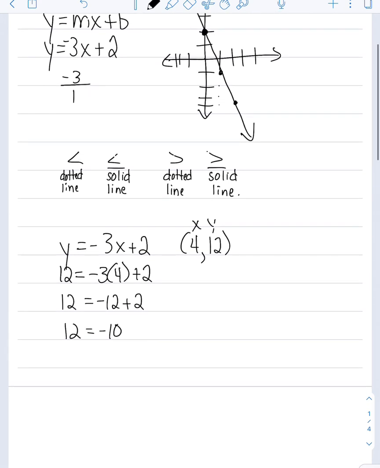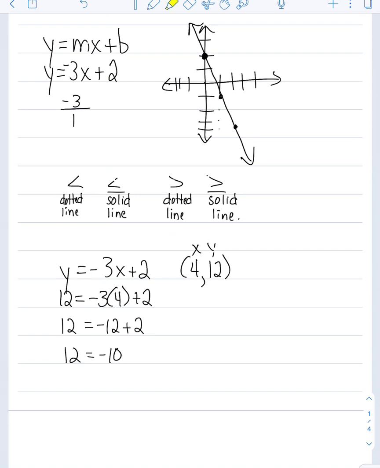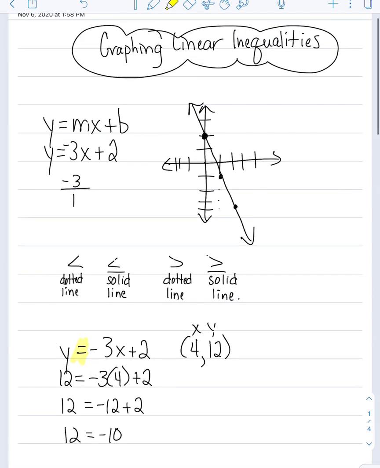Well, in this lesson, we're going to change this symbol right here to an inequality sign. It's the same exact stuff, except watch what changes. I'm going to go back to this original equation, and I'm going to rewrite that as y is greater than or equal to, let's just do greater than. Y is greater than negative 3x plus 2.